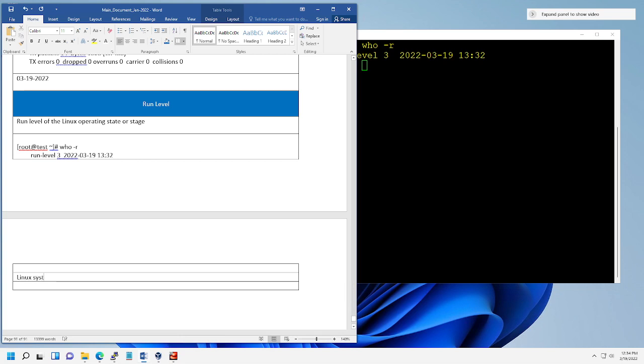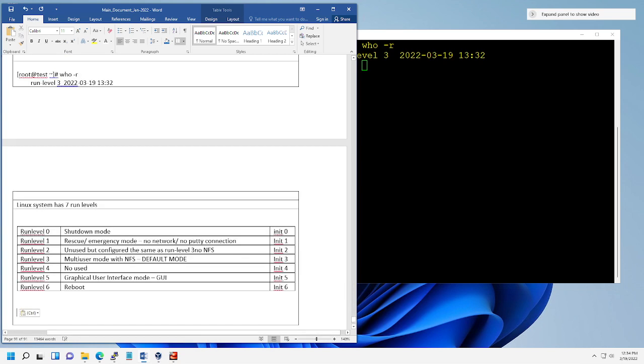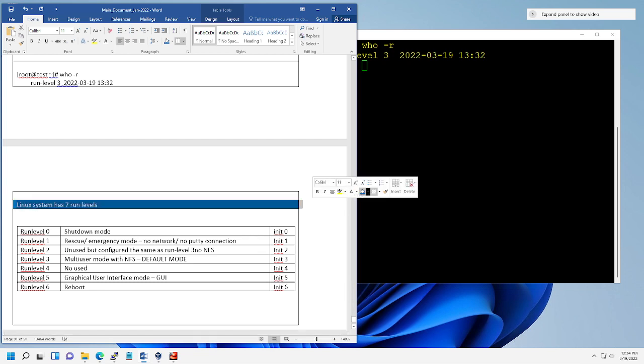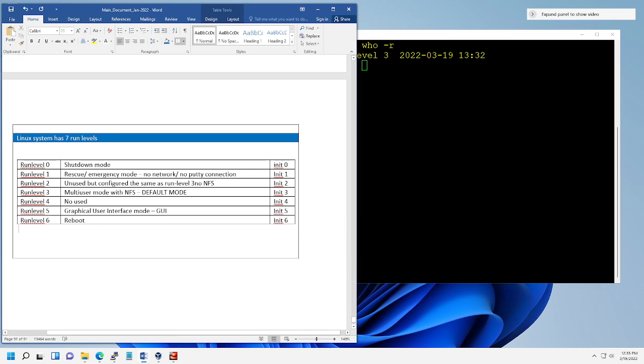A Linux system has 7 run levels. Okay, so run level 0. Run level 0 means the system is in shutdown mode, and run level 6 means the system is in reboot mode.